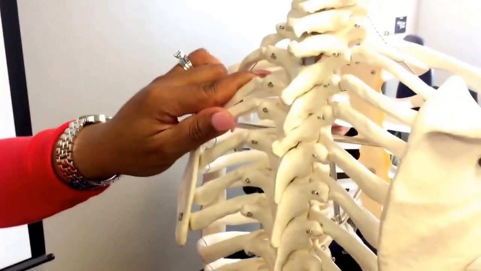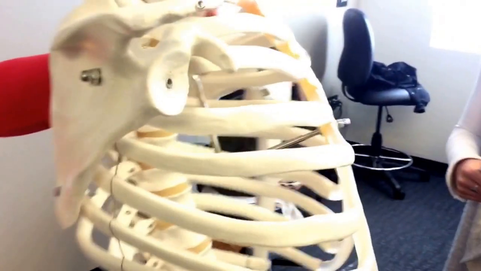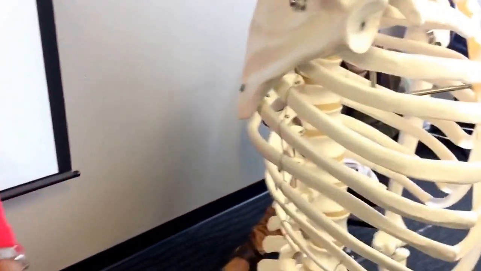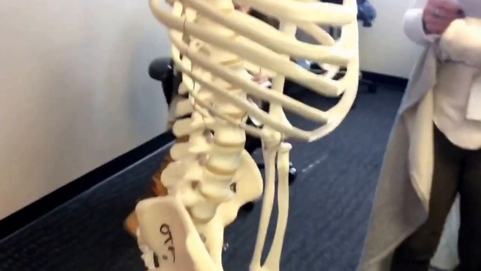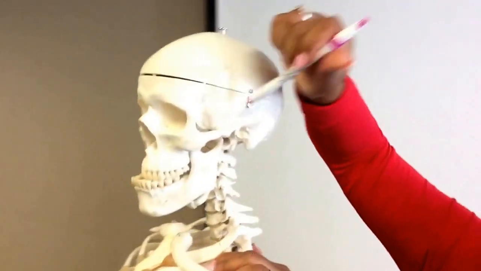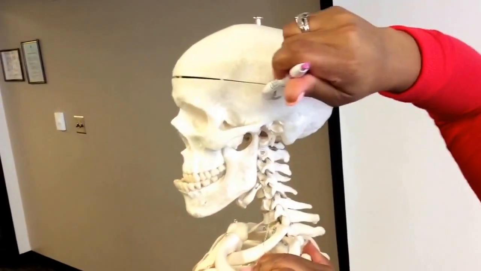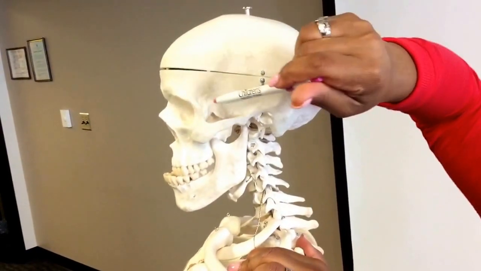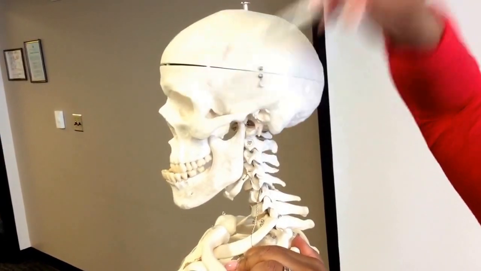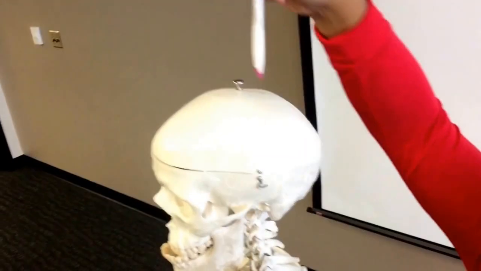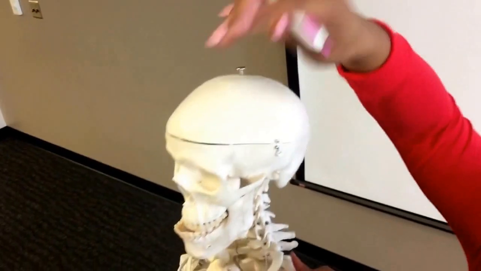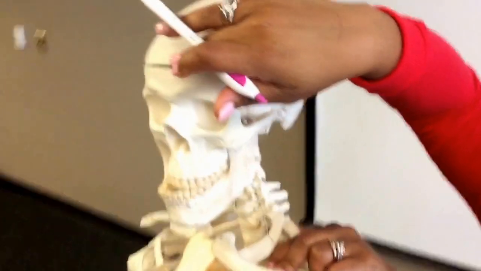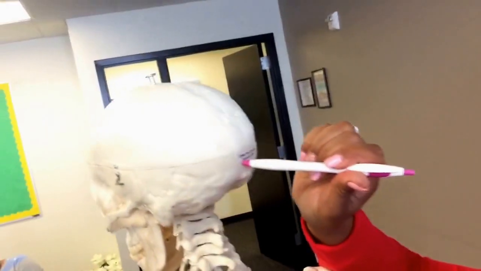Cool. That was it. And the bones. They're divided up into cranial bones and facial bones. So we'll go over those. This is your temporal bone here. This is your sphenoid bone here. These are your parietal bones here. This is your frontal bone here. This is your occipital bone here.